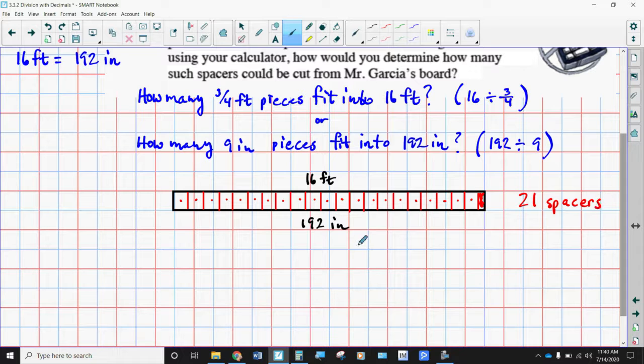Spacers. Okay. So that's how we can do it visually, drawing the picture and actually physically showing all those 3/4 foot pieces that you could fit into a board that is proportionally 16 feet long. Okay. So now let's take a look at the mathematics part that we would be doing up here.